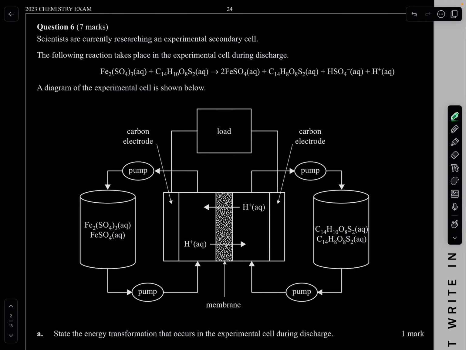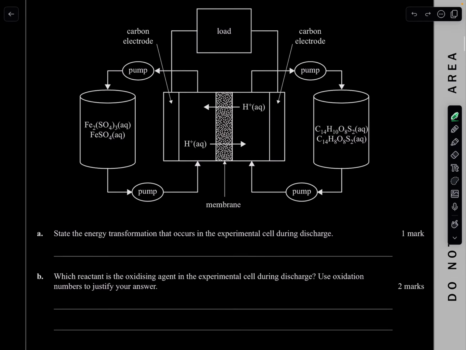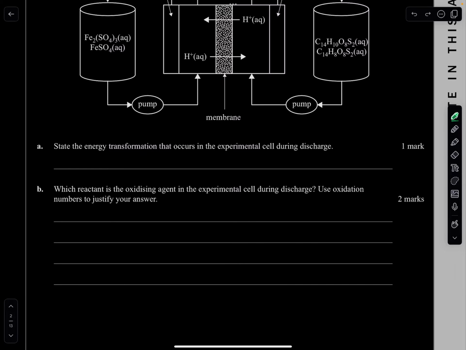Question 6. Scientists are currently researching an experimental secondary cell. The following reaction takes place in the experimental cell during discharge. A diagram of the experimental cell is shown. We have carbon electrodes, and we have H+ ions, meaning that it's acidic. State the energy transformation that occurs in the experimental cell during discharge.